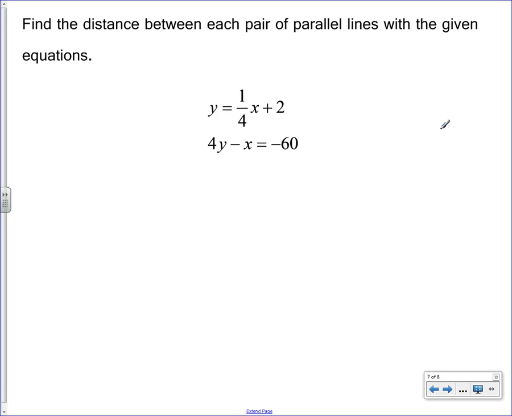The last question is obviously going to be the hardest. Find the distance between each pair of parallel lines to the given equations. I really think we need to graph this. I think that's the easiest way to do it. Most people are probably pretty good at y equals mx plus b, slope-intercept form. So on this one, it's already ready to go. y equals mx plus b. Everybody okay with that? What's m? 1/4. What's b? 2. So let's go ahead and graph that.